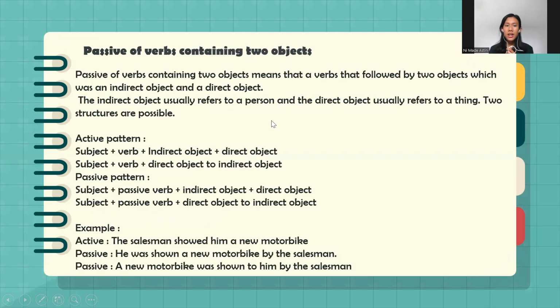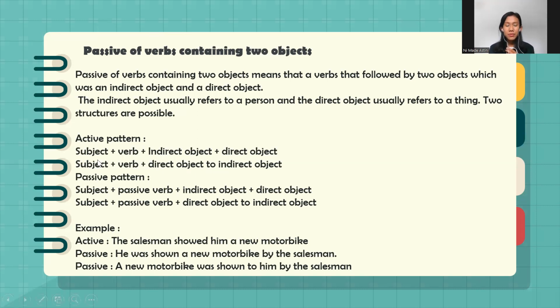And then the next one is passive verb containing two objects. Passive verb containing two objects means a verb that is followed by two objects, which are an indirect object and a direct object. The indirect object usually refers to a person, and the direct object usually refers to a thing. And two passive voice structures are possible in this situation.